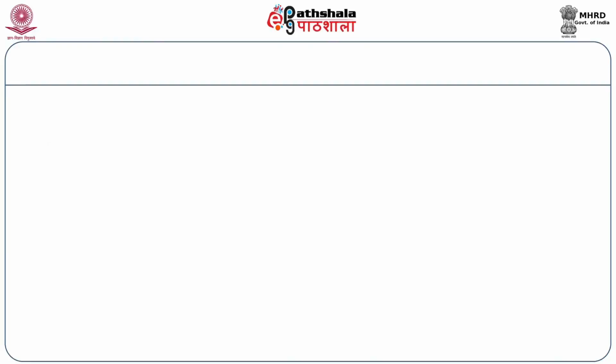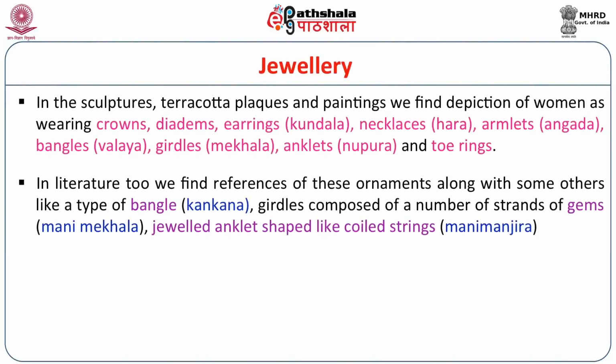In literature too, we find references to these ornaments along with some others, like a type of bangle called kankana, girdles composed of a number of strands of gems, mani mekhala, jewelled anklet shaped like coiled string, mani manjira. Now, let me talk a little bit about the mekhalas, because this girdle was very helpful in fastening the knot, because these were not sewn garments. So we have to keep in mind that when we are using unstitched garments, ladies needed this mekhala, and since this could be shown, we have so many different types.